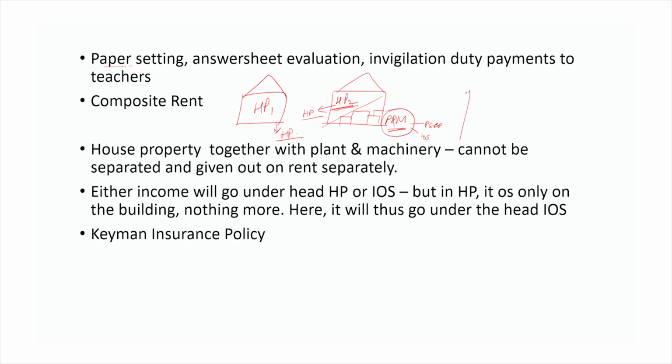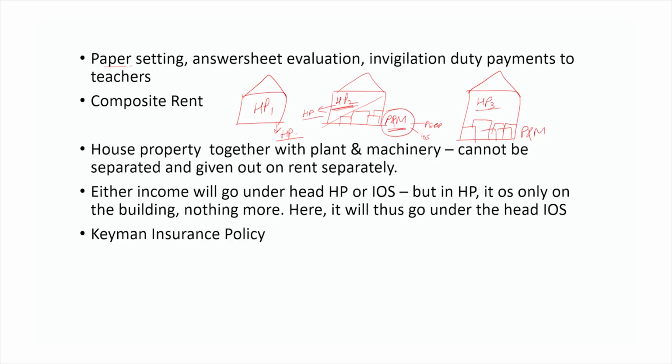But if you are in a house property like this, HP3, wherein the plant and machinery is so intrinsically linked with the building that you cannot separate the two. There is no chance that you can give out your plant and machinery separately from your house property. So it's very, very intrinsically linked. You cannot separate the two. You cannot say that, okay, fine, I can give my plant and machinery on rent and I can give out my house property on rent to a different person or in a different manner, right? So when we are looking at it from this perspective where everything is so intrinsically linked, at that point of time, you are giving out the entire premises including plant and machinery on rent. And what you are getting in your hand is nothing but composite rent.